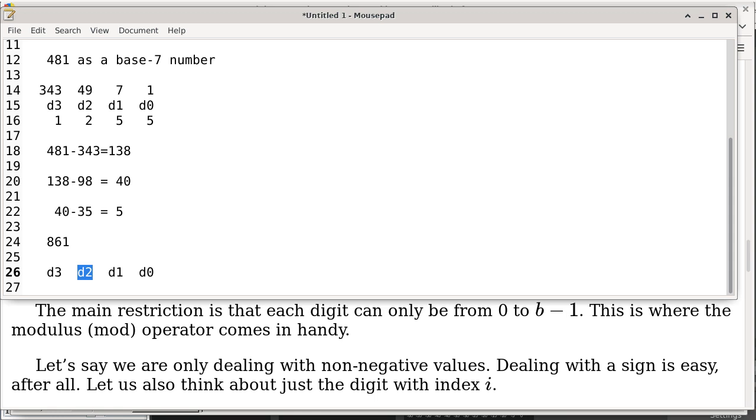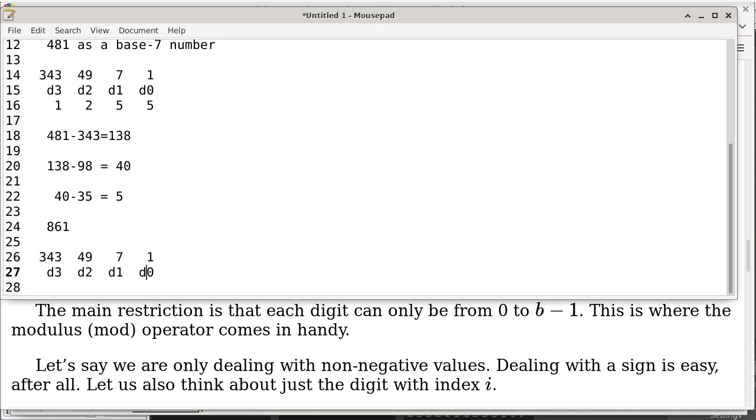So the first thing we do is, well, how do we get rid of the lower digits? What is the mechanism to get rid of the lower digits? Let me repeat what we had, which is this digit is representing the number of 343s. This digit is representing the number of 49s, number of 7s, and number of 1s. So how do we single out the number of 49s?